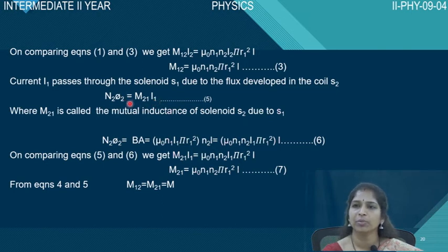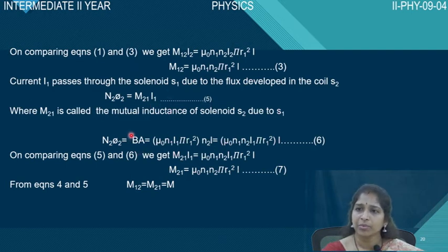If we remove the proportionality, we get a constant. Here that constant is not M12, it is M21. Why? Flux is developed in the second coil due to the current passing through the first coil. So it is called the mutual inductance of solenoid S2 due to S1, due to the current passing through S1. So we got one equation.